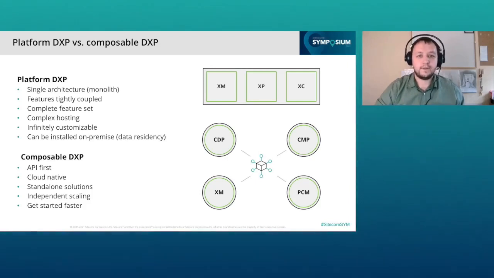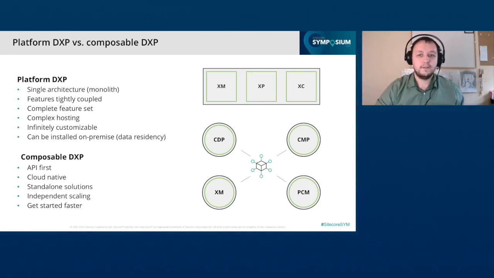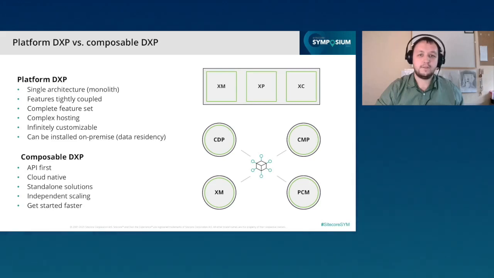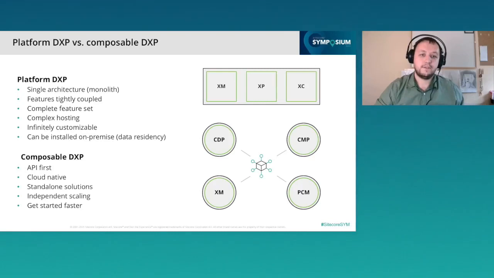When we are talking about platform DXP, we are talking about the classic XM, XP, or XC Sitecore products. These products have a simple architecture, each product has their own feature set, and these are tightly coupled. If you want to use XC, you need to use XP, so you might pay for a feature that you are actually not using at all, and hosting these products is complex. For example, hosting an XC environment in a properly scaled production configuration requires many virtual machines or app services. But these products provide an infinite number of opportunities for customizations.